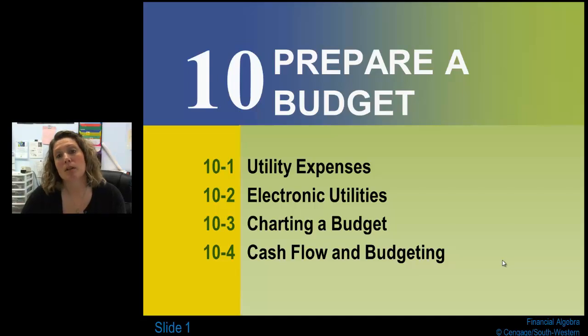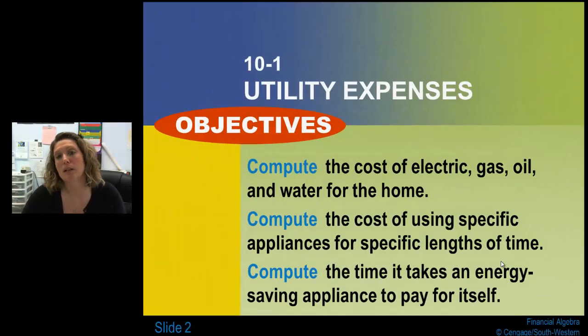So chapter 10, we're going to talk about preparing a budget, and in this one there are only 4 sections. So we're going to do utility expenses, electronic utilities, charting a budget, and cash flow and budgeting. So we're going to start with 10-1, which are utility expenses.